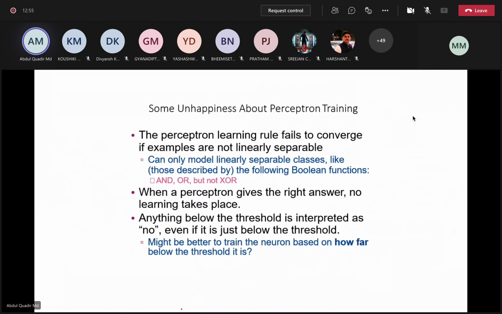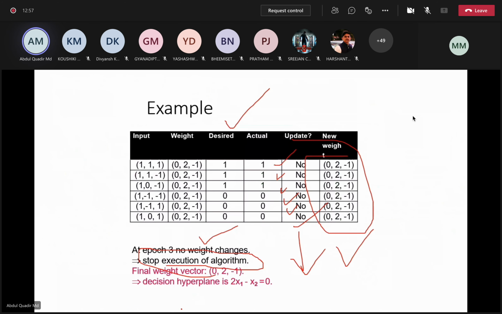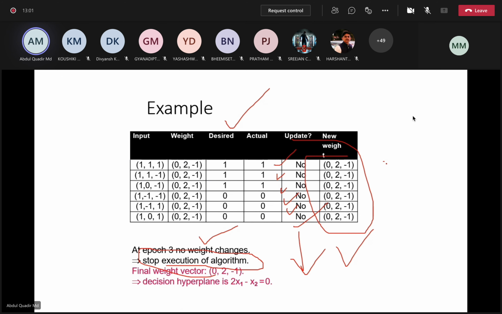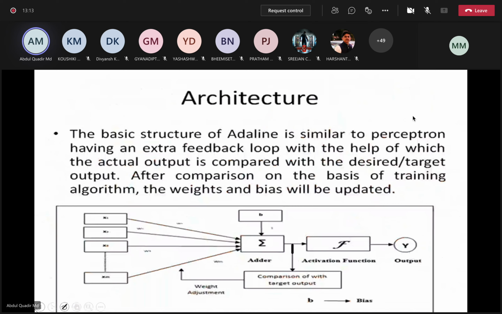Here in 3 iterations, we did, right? And we came to know that our error has decreased from 0.02. After 3 iterations, we stopped. But here, it just keeps going. So the architecture of Adeline.